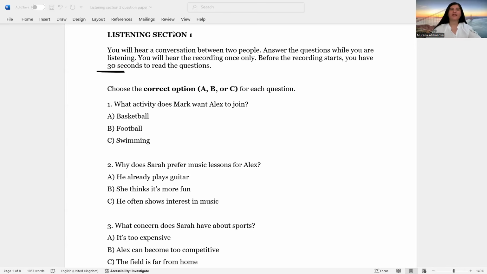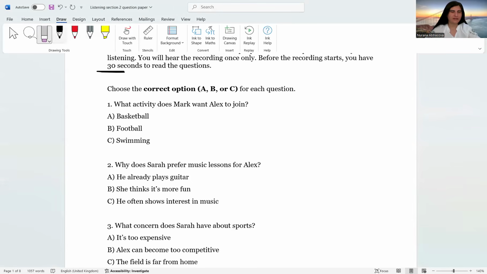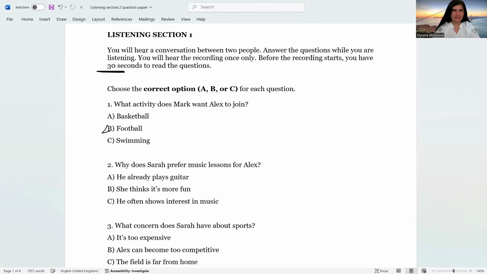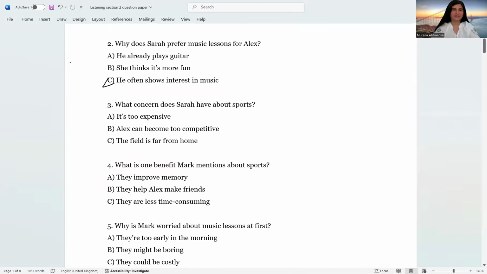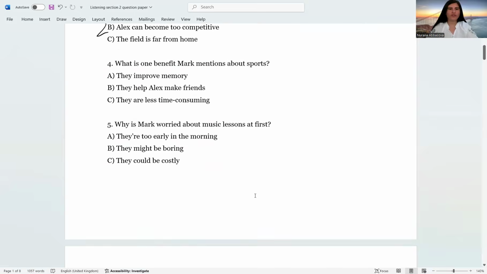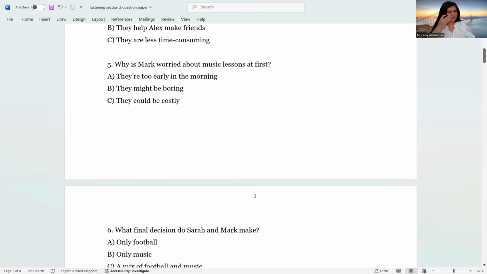Okay, good. The first one is, let me check. Okay. Who wrote B, C, B? B, C, B is correct. What about others? 4 to 6? Can you share your answers with me, please?